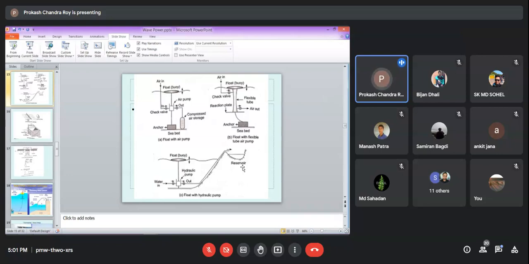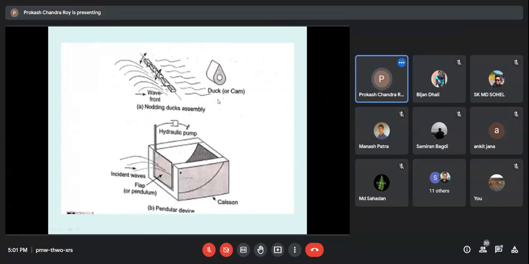So depending upon your location, or the potential or site condition, you can think of different techniques. Similarly, if you think about this system like that, this is basically the wave front, and if you have a cam type profile, then what will happen?